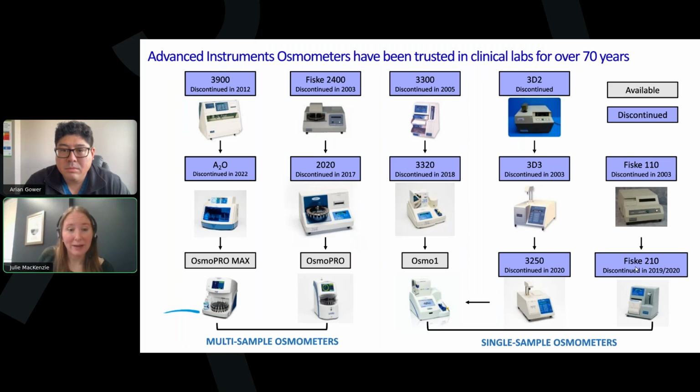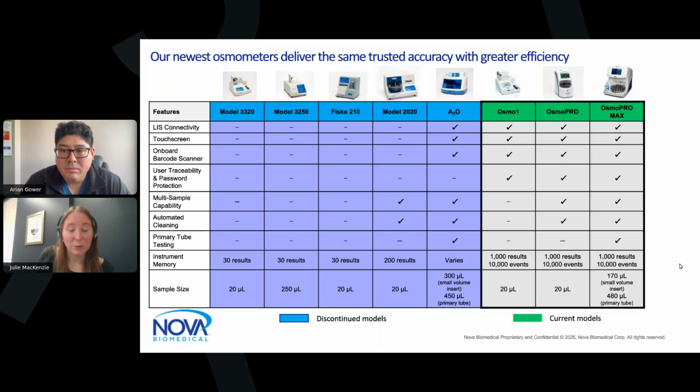If we go to the next slide, there's no question the discontinued models were groundbreaking for their time, but at Nova, formerly Advanced Instruments, we move fast when it comes to innovation. And our newest models that I mentioned, the Osmo Pro Max, the Osmo Pro, and the Osmo One, are built on feedback from clinical laboratories. We believe very much that ideas for next generation products come from the lab, from the people that are using the instruments, from the people that are managing the laboratories. And we spend a lot of time in these labs collecting that feedback to inform our next generation products.